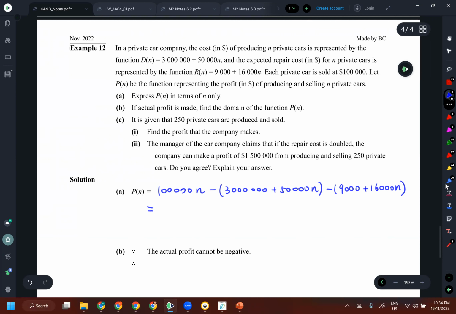Let me simplify this function. This is equal to 34,000 n minus 3,009,000.